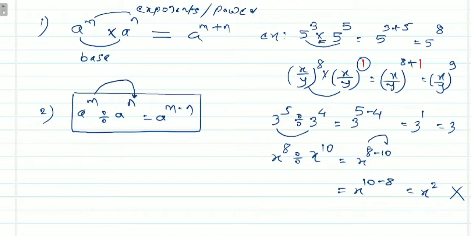So 8 minus 10, and now 8 has a positive sign, 10 has a negative sign. If the two terms have different signs, then we should subtract. 10 minus 8 will be 2, and give the sign of the bigger number to the answer. 10 is bigger, it has a negative sign, so give negative to the answer. So these are the two formulas.